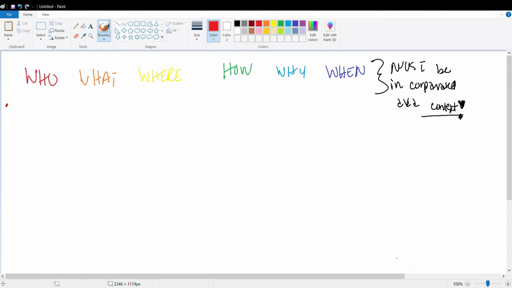So starting with who, also with context in general, once you incorporate context, it feels more like a story. Even if you're not the best writer, even if you don't know how to write a novel, it's going to feel like a story if you incorporate these things.